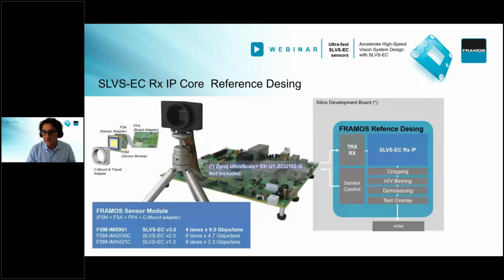You see here, the reference design is based on the Xilinx development kit, which is not included, but we offer the latest image sensor with the adapters that are needed to connect, and also a complete example of the camera design, where the SLVS-EC IP core is included, but also we show how to configure the transceiver, configure the sensor, and do some basic image processing that, of course, you can change. But this is really an example for a quick camera. Everyone can start from here and design their own imaging pipeline.